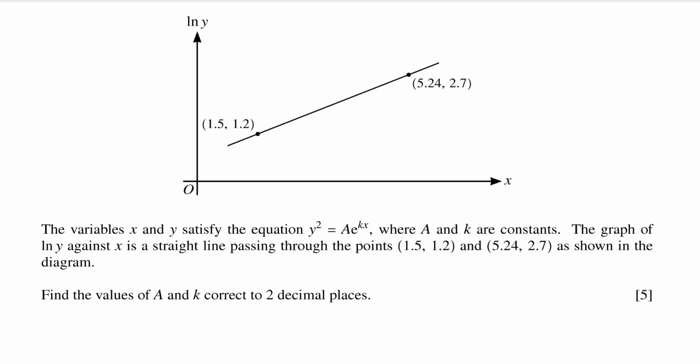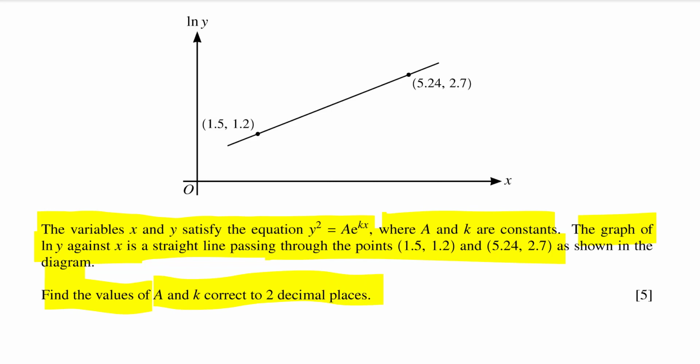So now here is the second question we are going to discuss. The variables x and y satisfy the equation this, where a and k are constants. The graph of ln y against x is a straight line passing through this point as shown in the diagram. Find the values of a and k correct to 2 decimal places.